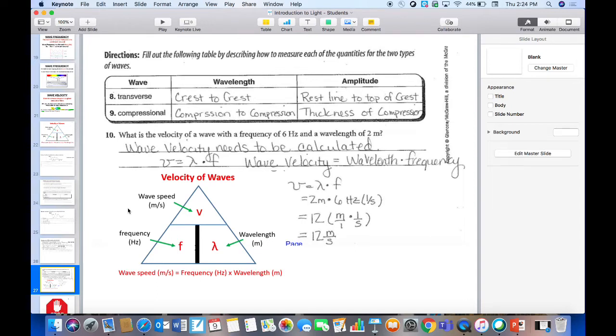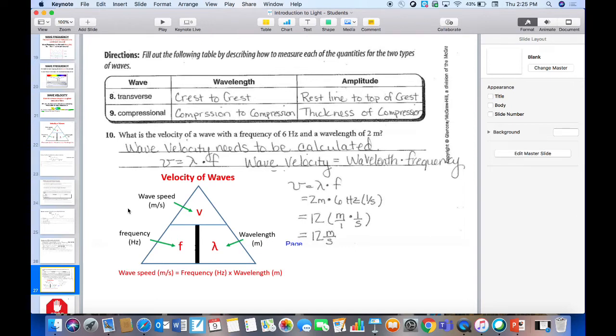To measure amplitude of those two types of waves, now that's different. To measure amplitude of a transverse wave, a light wave, you have to measure it from the resting position to the crest or the resting position to the trough, okay? But to measure the amplitude of a compressional wave, that again is different, that's sound. To get the amplitude of a sound wave, you have to measure the thickness of the compression. So that is a difference between light and sound waves and how you measure amplitude.